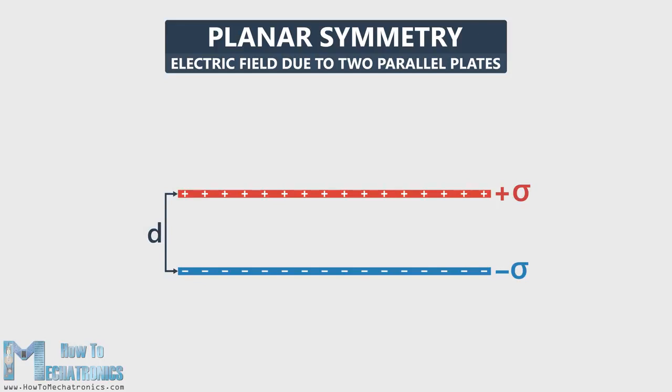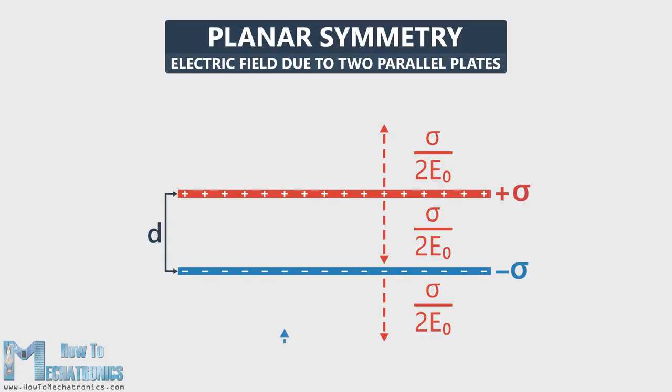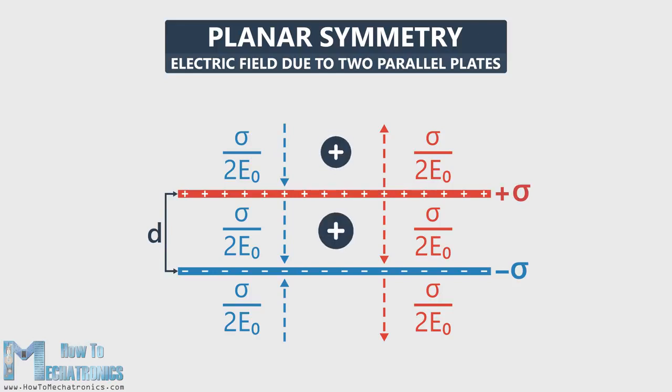The positively charged plate has an electric field pointing away from the plate, equal to σ divided by 2ε₀. It doesn't depend on the distance from the plate, so it continues below. The negatively charged plate has an electric field pointing towards the plate, also equal to σ divided by 2ε₀. In order to calculate the total electric field, we are going to use the superposition principle by adding vectors.